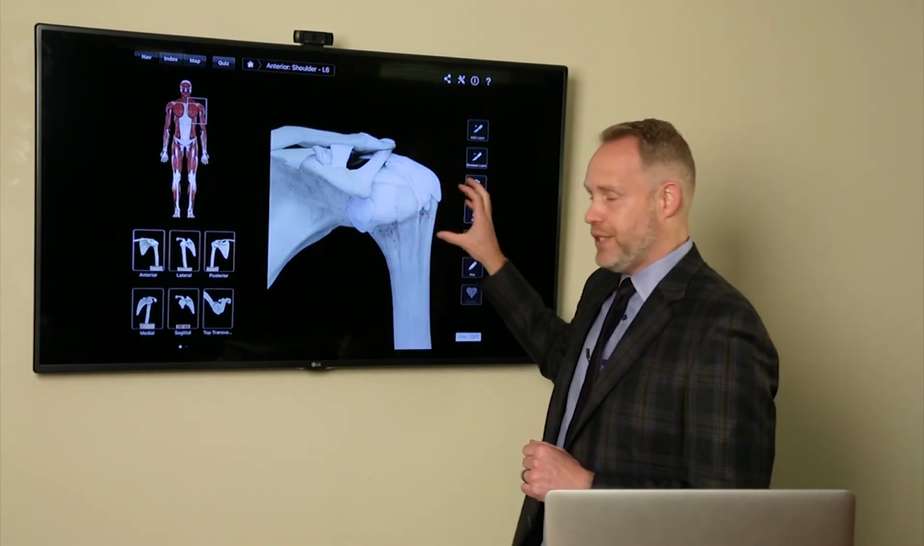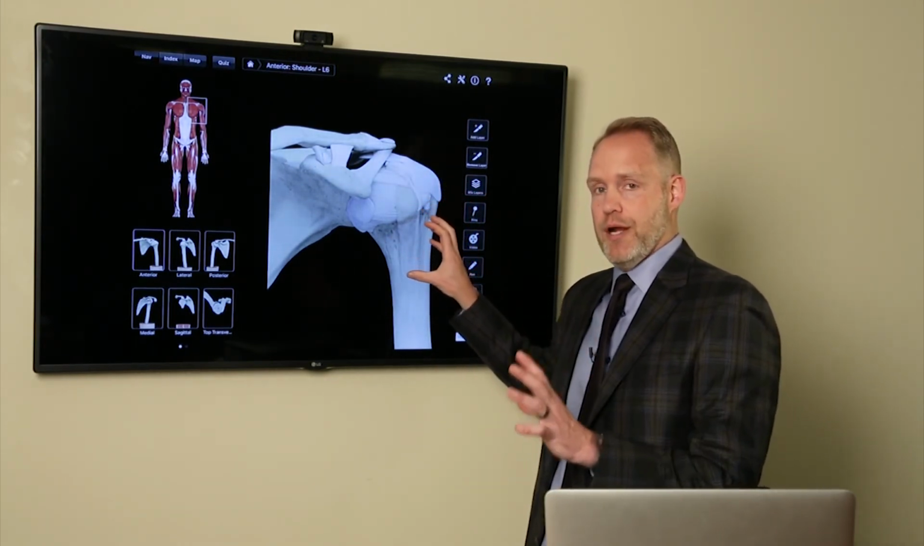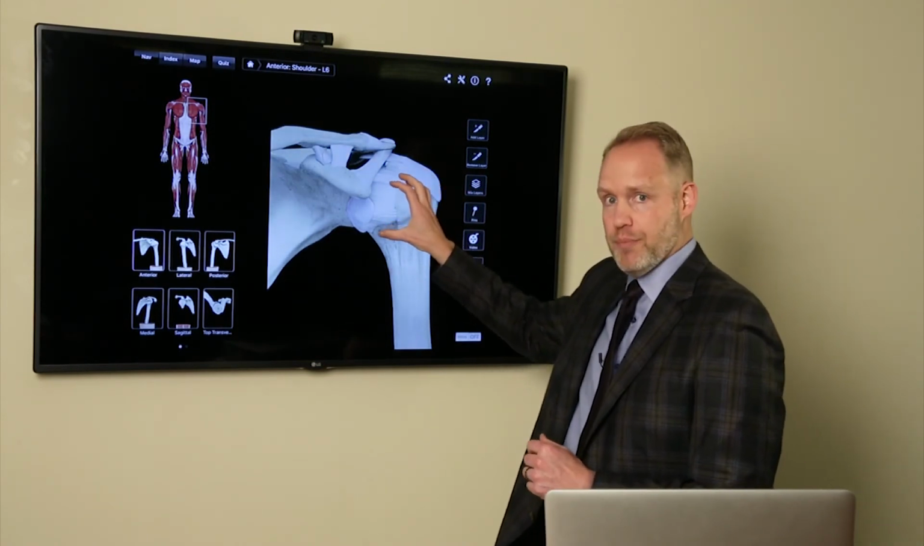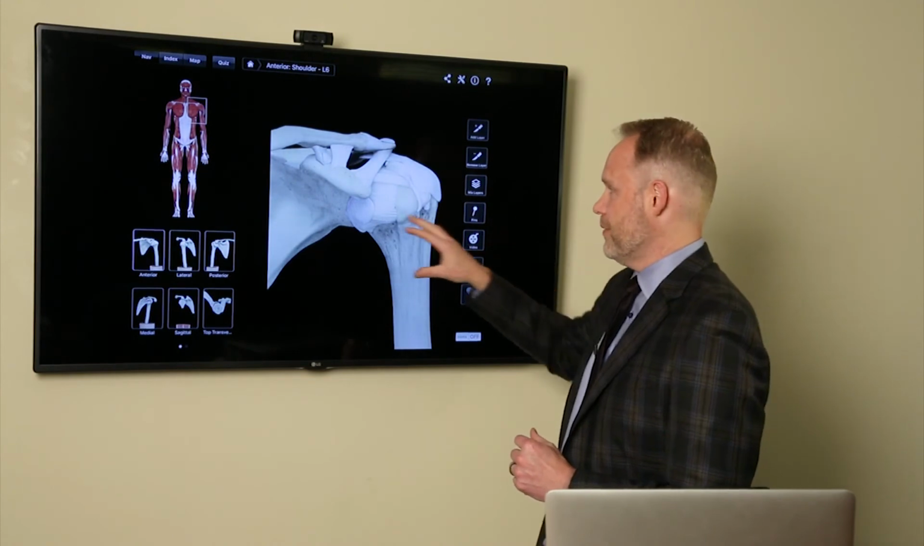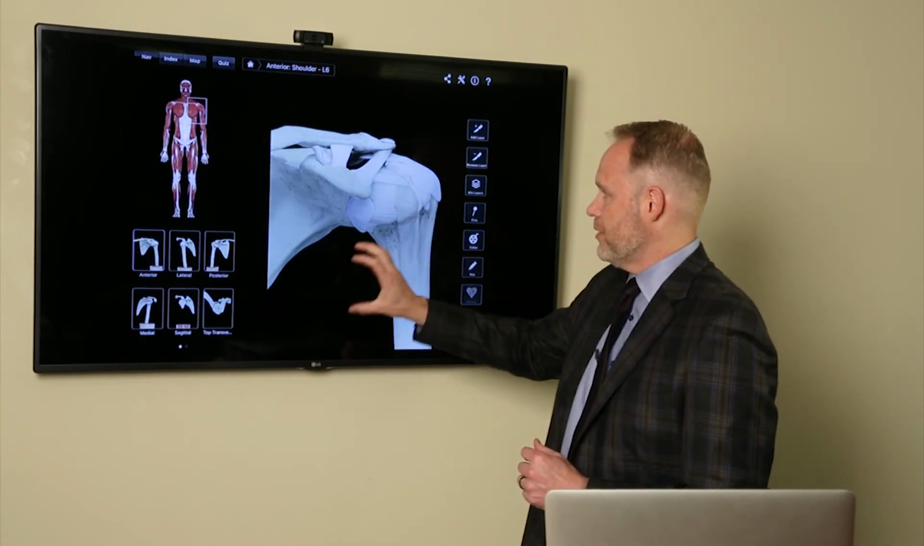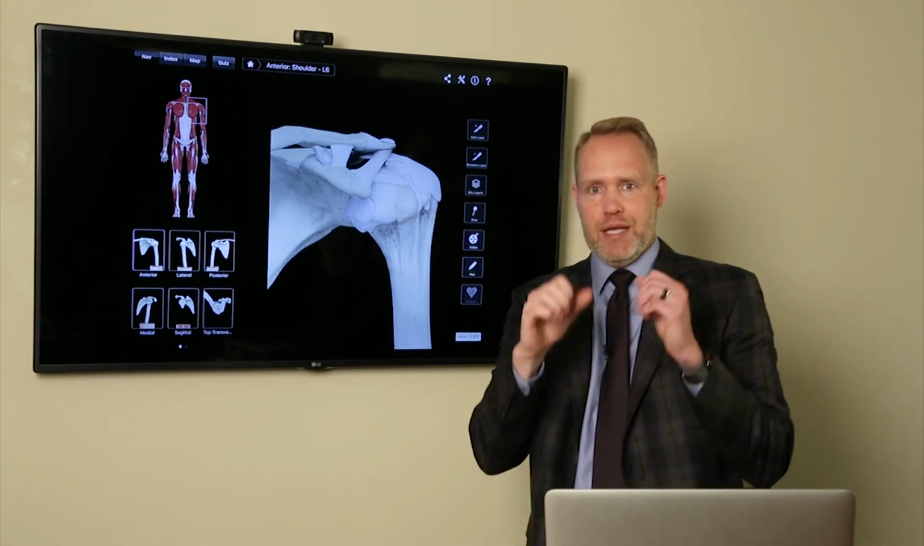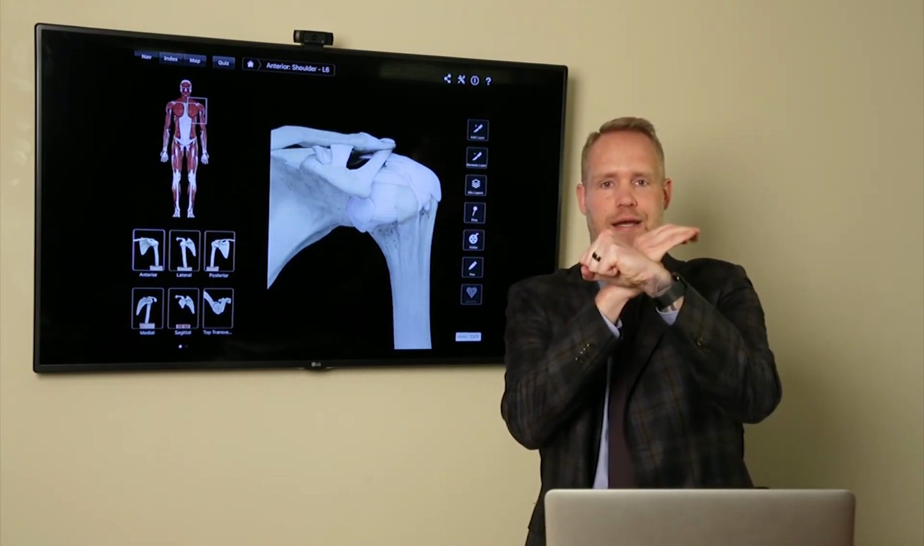However, when you have a full dislocation, so not a separation, but a full dislocation, meaning this ball portion of the joint is completely pulled away and out from the socket. Sometimes it's pulled out and away underneath. It's pulled out and away to the back or to the side. It literally falls out from the socket like that.